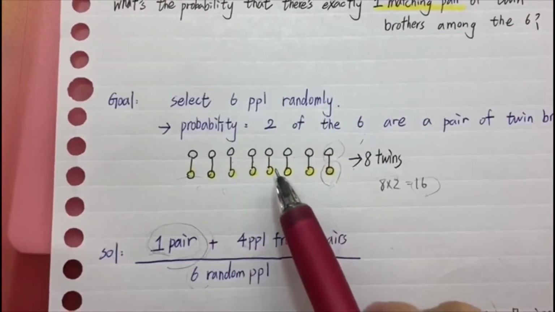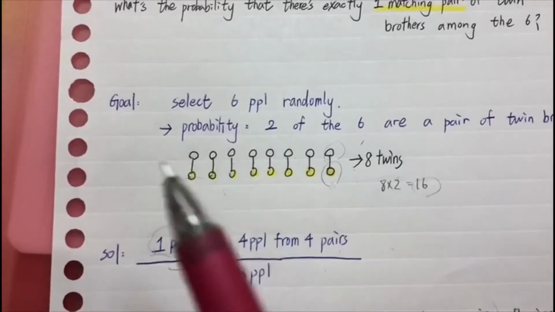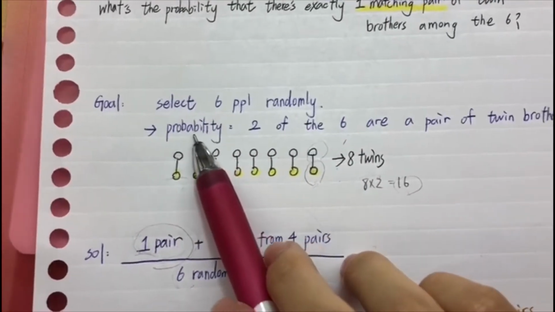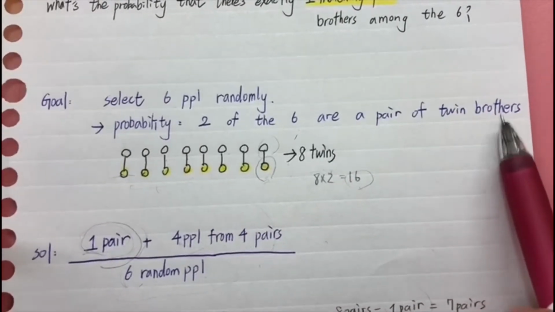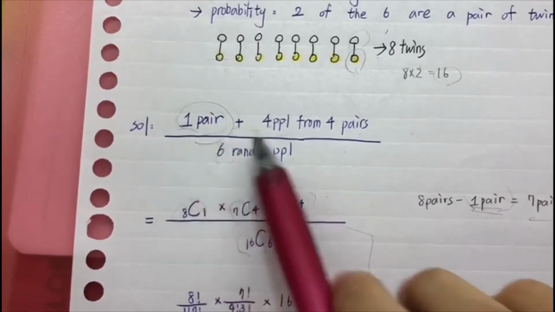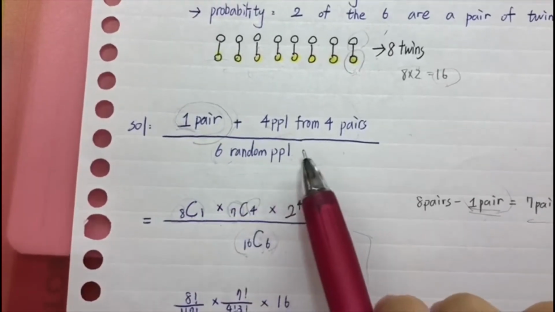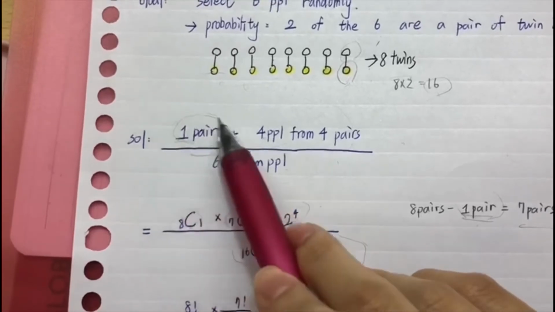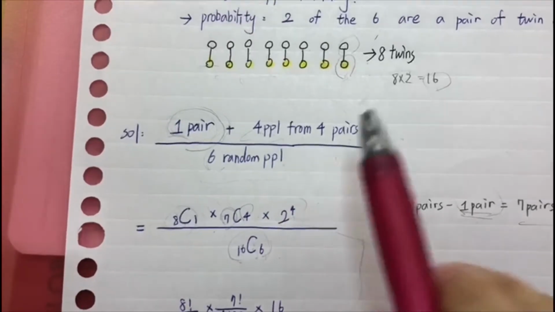So these are the 8 pairs of twins. I separate them by different colors because they are all different people. Our goal is to select 6 people randomly and calculate the probability that 2 of the 6 people selected are a pair of twin brothers. So the formula will be like this. In the bottom part, we have to calculate the combination of 6 randomly selected people. In the upper part, we have to calculate the combination of 1 matching pair of twin brothers, and then the rest 4 people are from 4 different pairs of twin brothers.